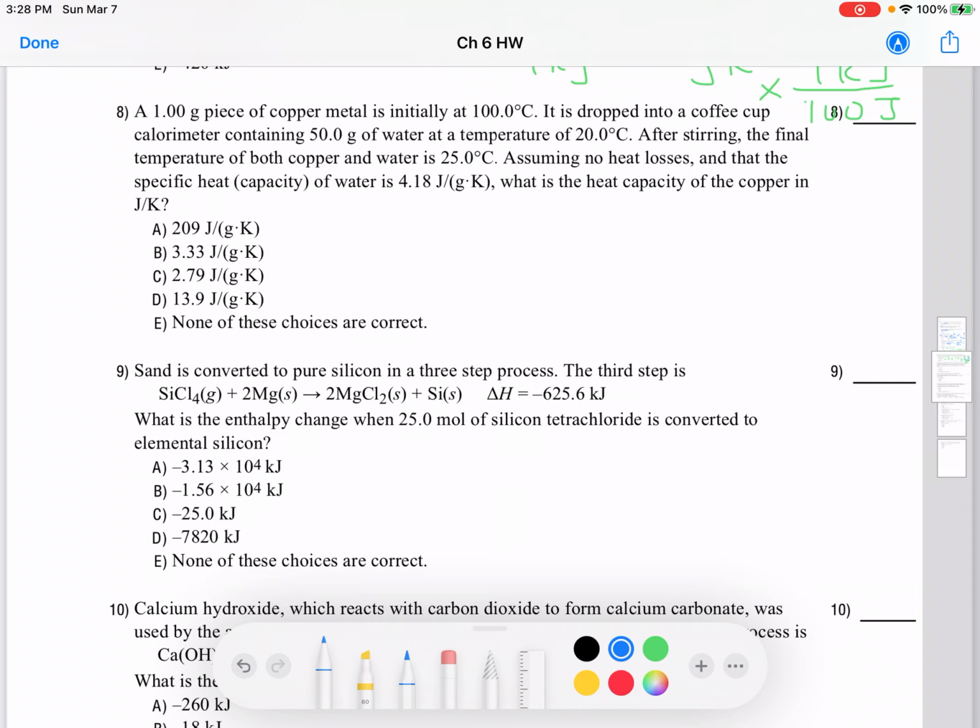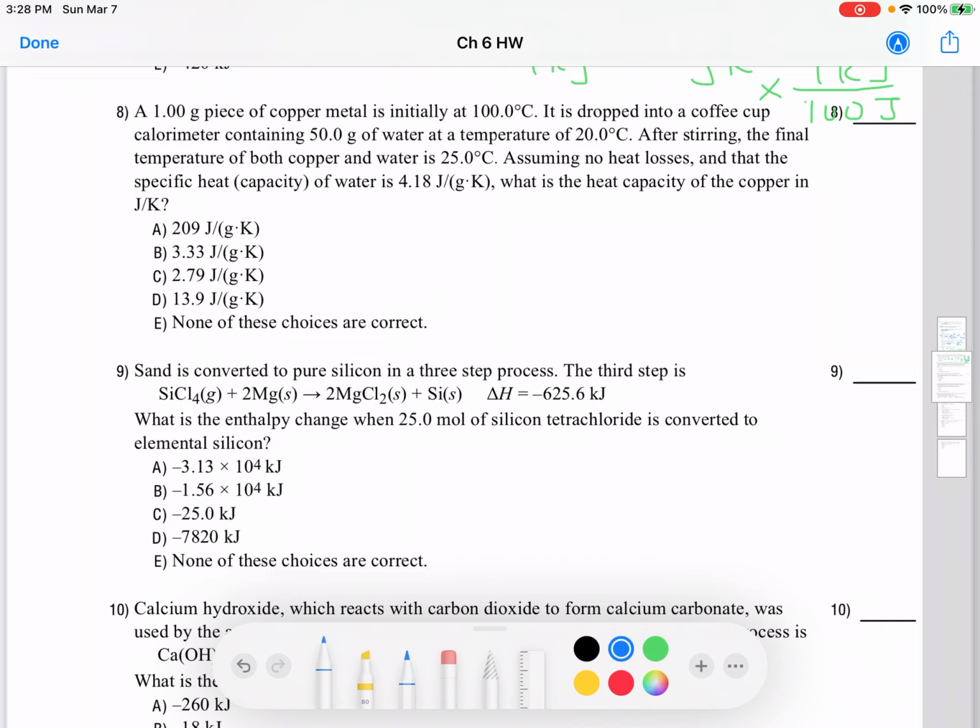A 1 gram piece of copper initially at 100 degrees Celsius is dropped into a coffee cup calorimeter containing 50 gram of water at a temperature of 20 degrees Celsius. After stirring, the final temperature of both the copper and water is 25 degrees Celsius. Assuming no heat losses and that the specific heat capacity of water is 4.18, what is the heat capacity of the copper in joules per Kelvin?